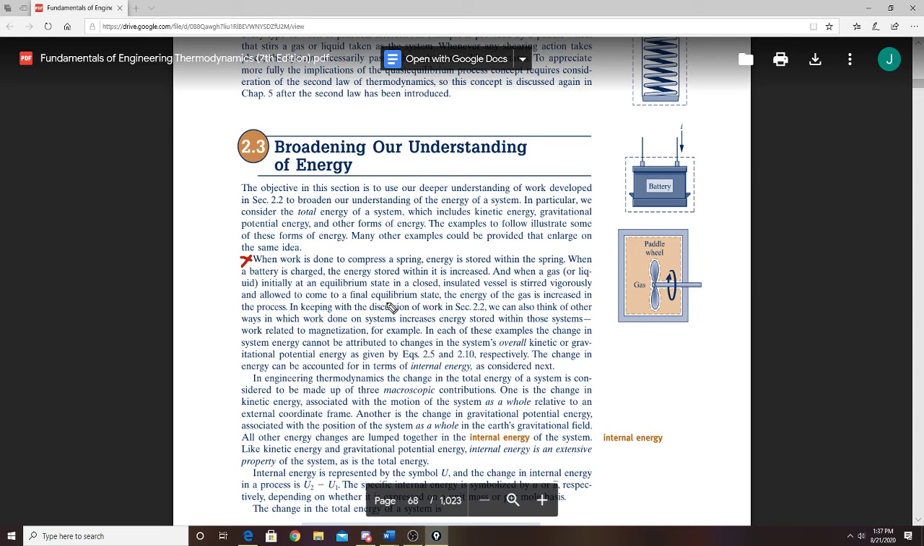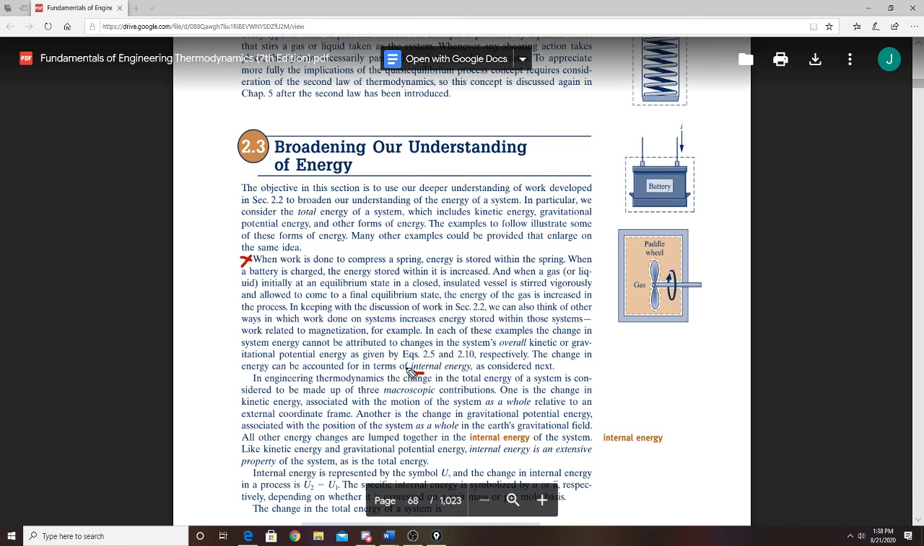It says, in keeping with the discussion of work in section 2.2, we can also think of other ways in which work done on systems increases energy stored within those systems. This part, work related to magnetization, for example, is some other one that we haven't talked about, and we're not going to. It says, in each of these examples, the change in system energy cannot be attributed to change in the system's overall kinetic or gravitational potential energy as given by previous equations. The change in energy can be accounted for in terms of internal energy, as considered next.